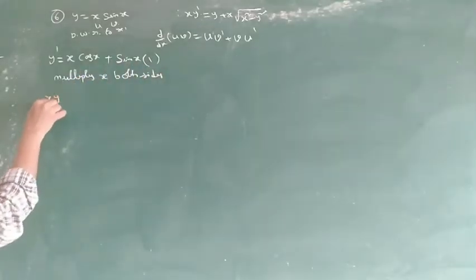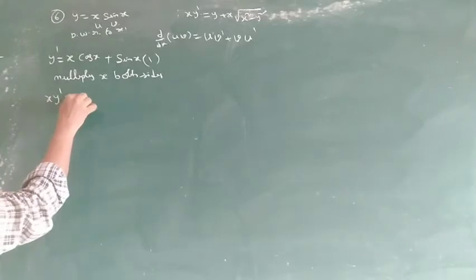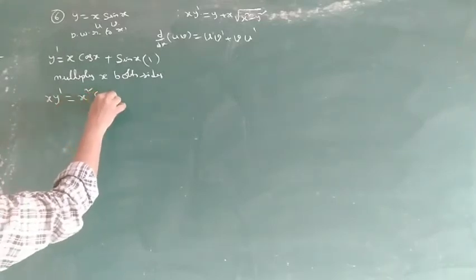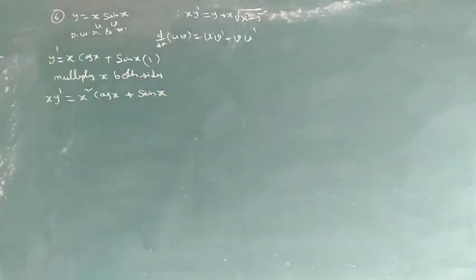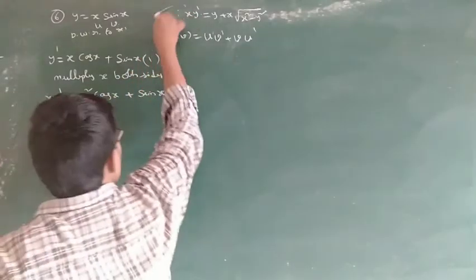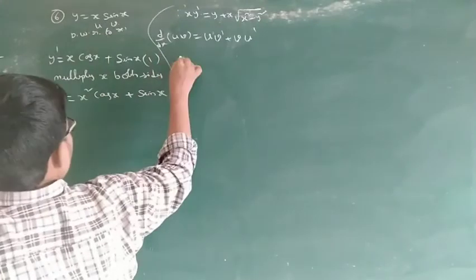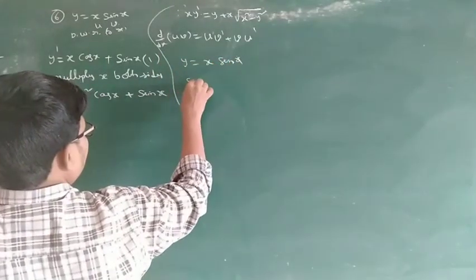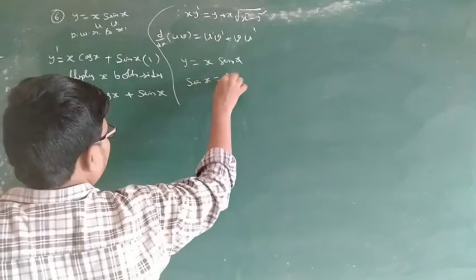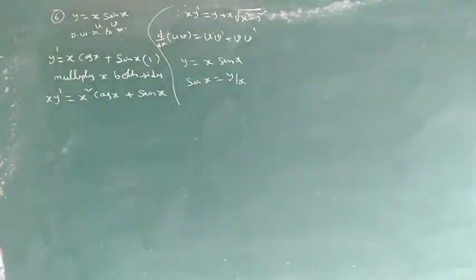x into y dash is equal to x square into cos x plus sin x. So here from 1, y is equal to x into sin x. Sin x is equal to y by x.